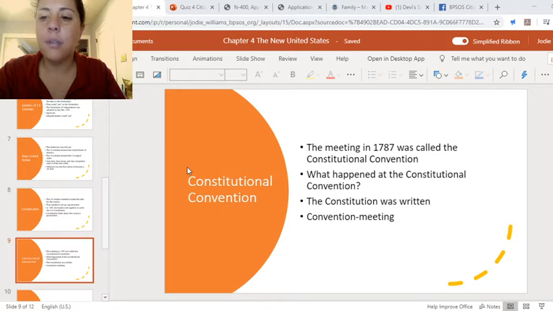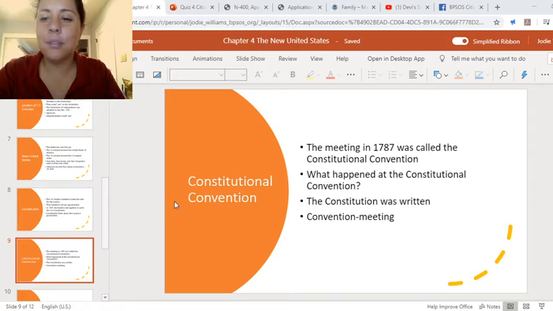What happened at the Constitutional Convention? Can you tell me what happened at the Constitutional Convention? Please write your answer in the comments. The Constitution was written. Correct.